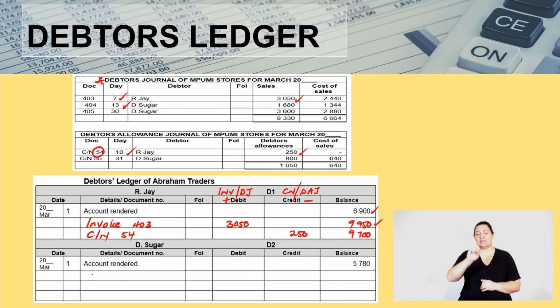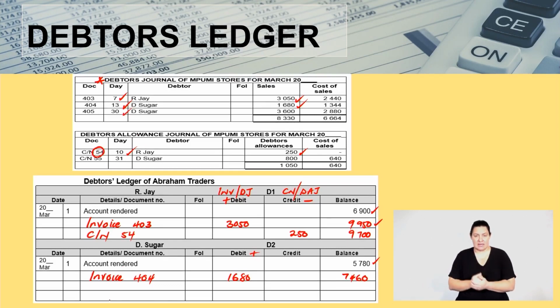Let me now come and post the transaction on the 13th. We come to D Sugar. I'm going to record an invoice number 404. Invoice number 404. How much is that? 1,680 on the debit side. 1,680. That means I'm adding now to the 5,780. How much am I going to get here now? 7,460.